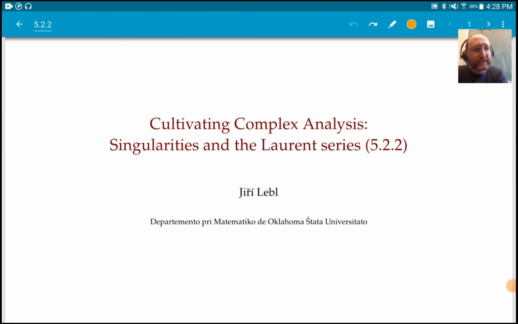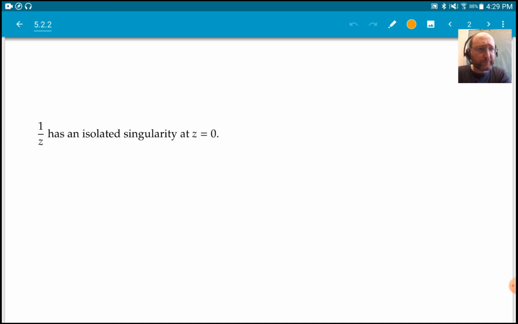So we're going to look at isolated singularities and how they relate to the Laurent series. This is subsection 5.2.2 in the book. Let's start with some examples. 1 over z is an isolated singularity at z equals 0. It is a pole of order 1.